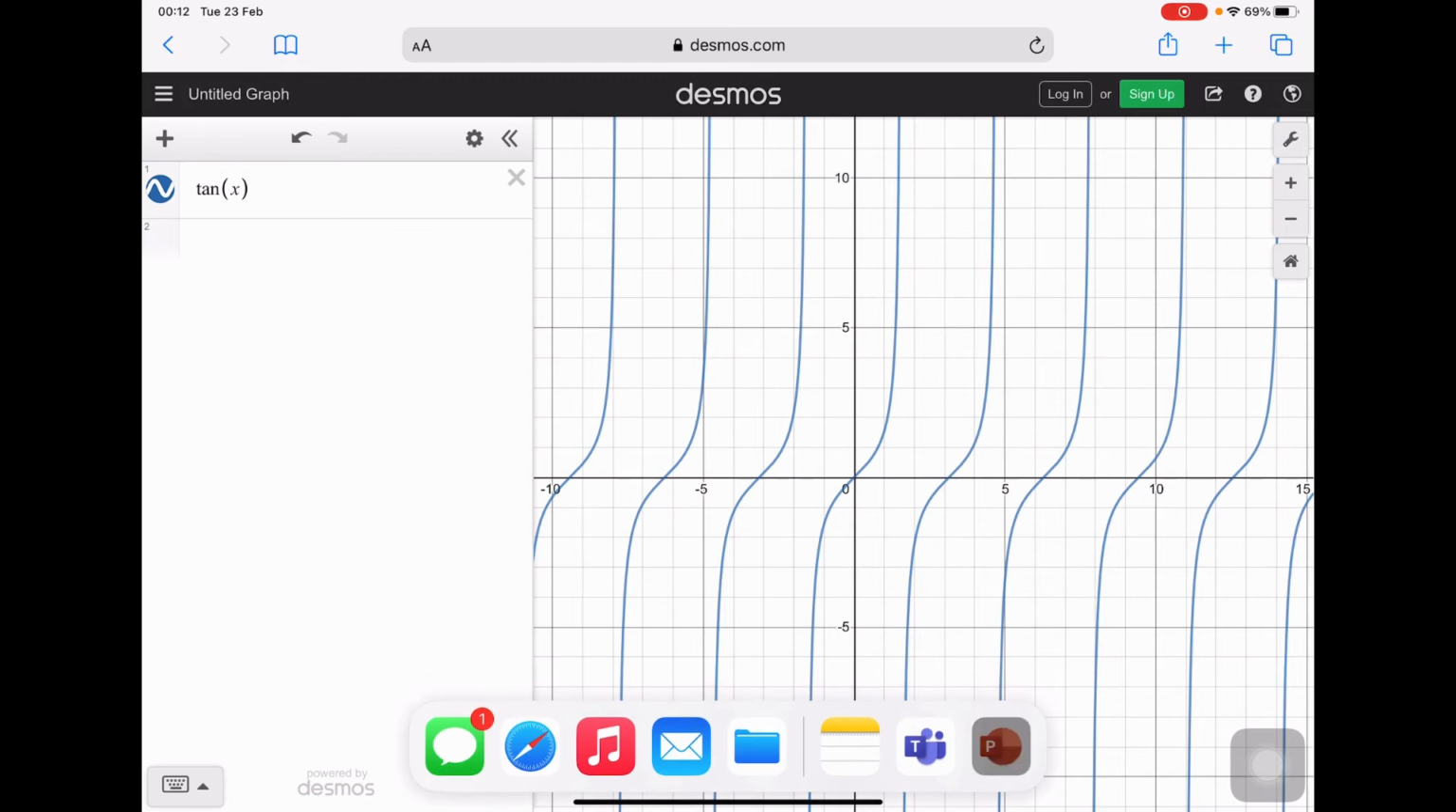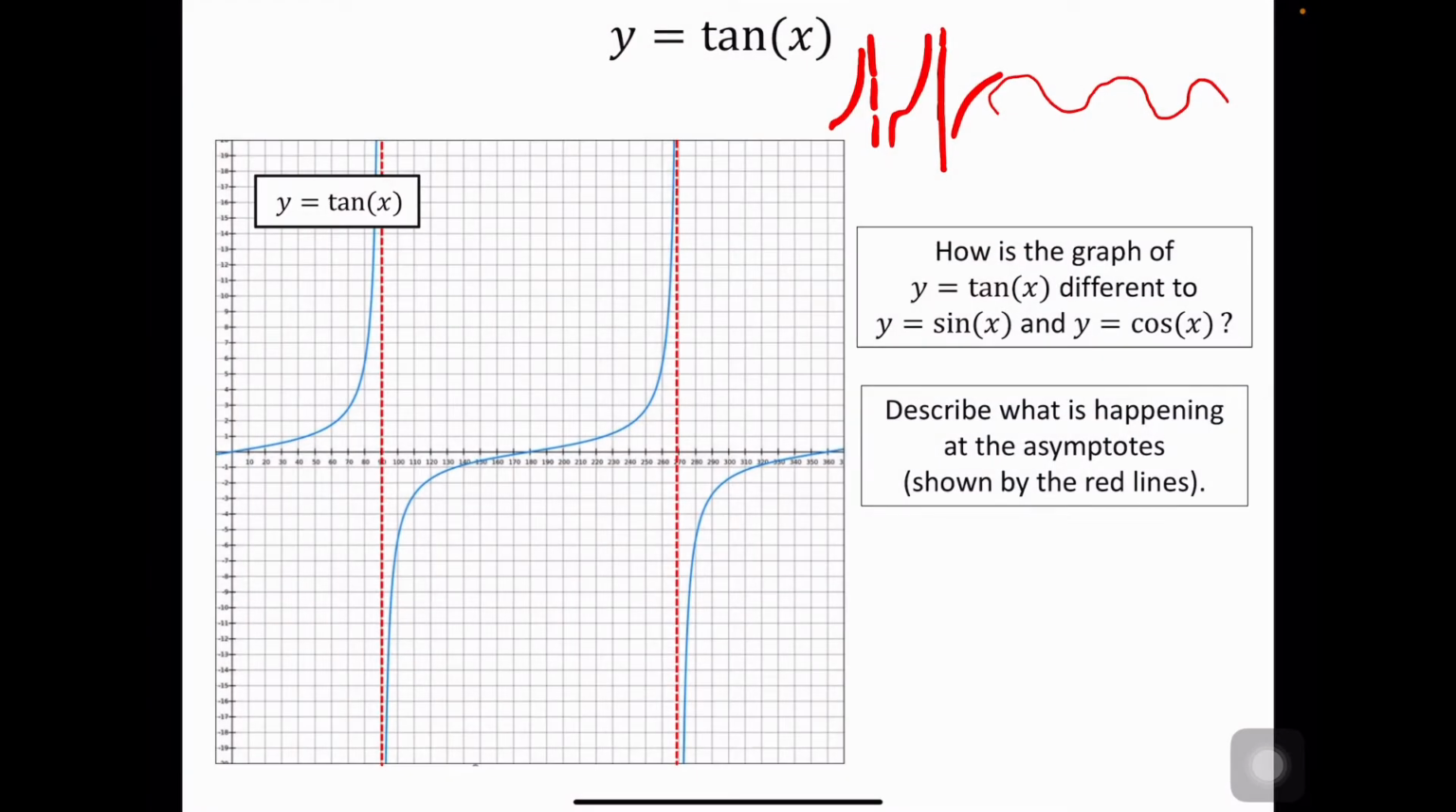So going back to our PowerPoint document, we can see that the periods are every 180 degrees, because from 90 to 270 degrees is 180 degrees.